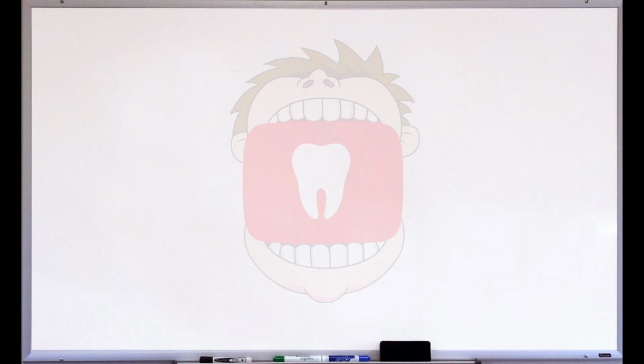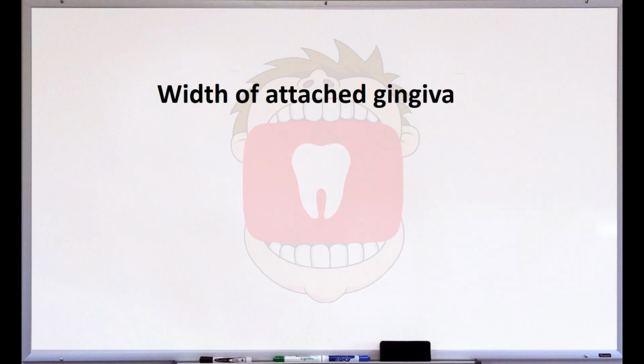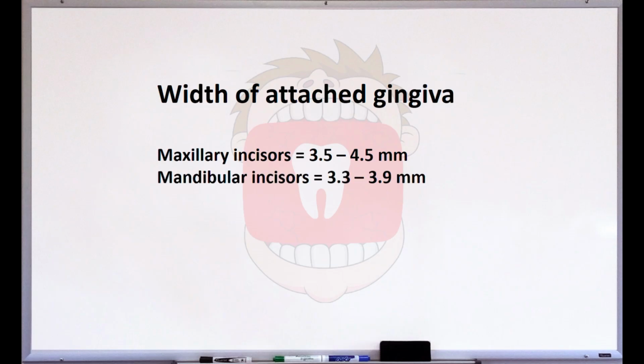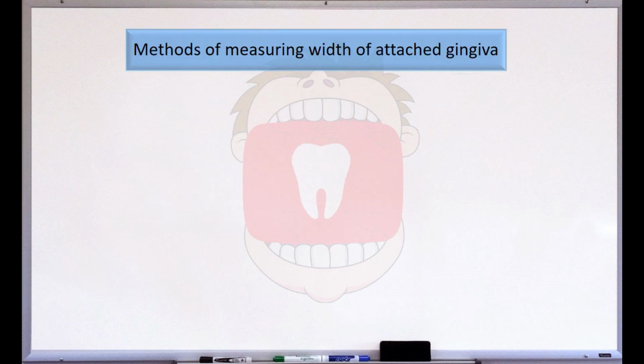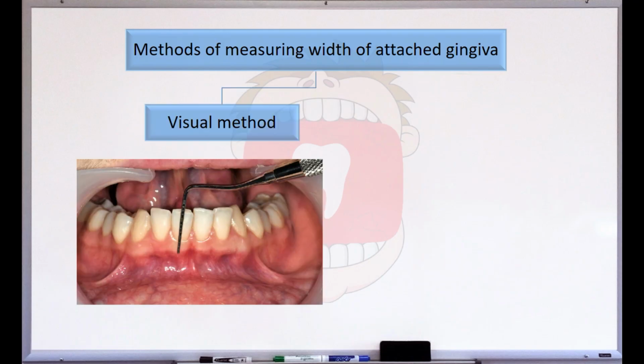The width of the attached gingiva on the facial aspect differs in different areas of the mouth. It is generally greatest in the incisor region, 3.5 to 4.5 millimeters in maxillary incisors, 3.3 to 3.9 millimeters in mandibular incisors, and narrower in the posterior segments, 1.9 millimeters in the maxillary first premolars, and 1.8 millimeters in mandibular first premolars. Methods for measuring width of attached gingiva include visual method and clinical method.